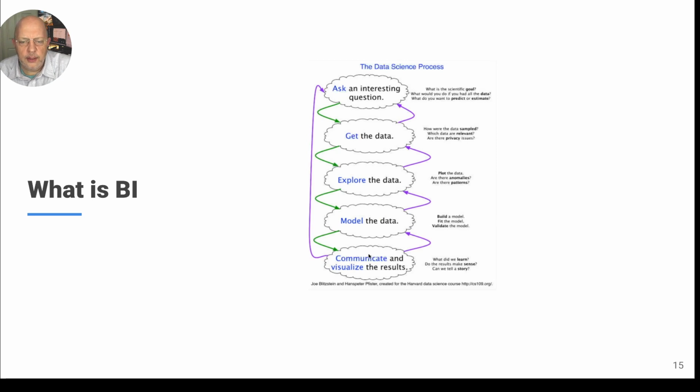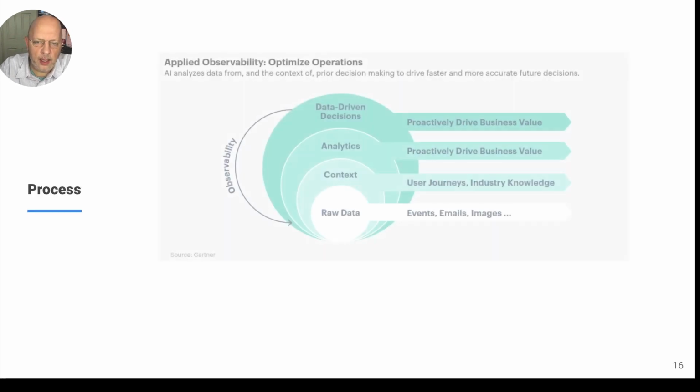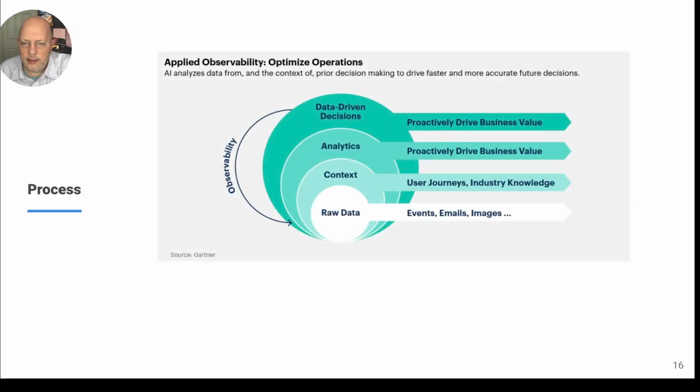And finally, this is one of the parts that I think is undersold, but it's one of the most important parts of data science: communicate and visualize the results. We have to be able to communicate what we find and explain it to other people. As a data scientist, that's vital. As a business intelligence expert, that's even more vital. I got this from Gartner, and it is just phenomenal.